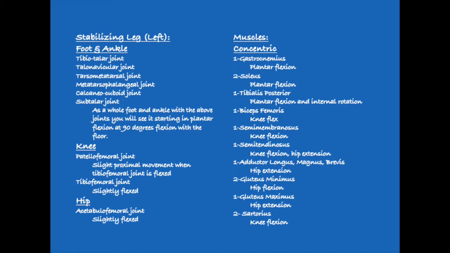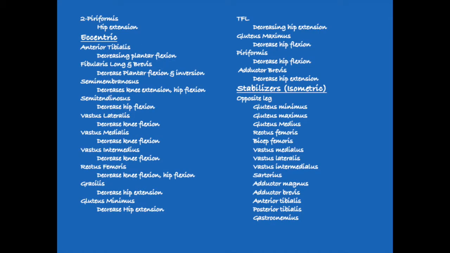The muscles used during this motion: concentrically the gastroc, the tibialis posterior, the biceps femoris, the semimembranosus and semitendinosus, adductor longus, magnus, brevis, the glute max are all prime movers. For secondary movers, you have the soleus, the gluteus minimus, the sartorius, and the piriformis. For full details on their exact motion, look above.